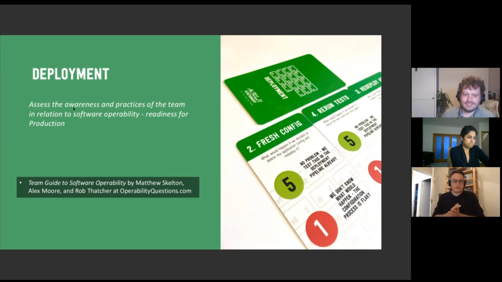So onto the guts of the model. There's a whole bunch of different suits. I think one of the real strengths of this particular card deck is that it's really thorough. The content touches on such a broad range of things. 66 cards in total, so 66 success factors, as we like to call them, split over 6 suits. So the first, as hopefully you can see, is deployment, which is supposed to assess the awareness and practices of the team in relation to operability in terms of its readiness for production.